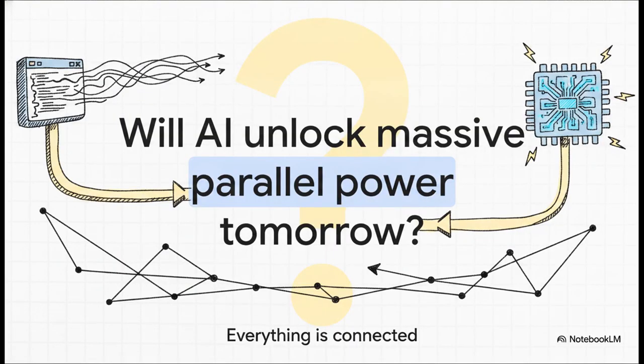Which really brings us to the future. As AI begins writing code far faster and infinitely more complex than humans ever could, will the software of tomorrow finally evolve to automatically unlock the massive parallel power of the hardware sitting on our desks? It's a pretty fascinating thought to leave you with. Everything is connected, from that first terminal command you type right down to the multi-lane highway inside the silicon.